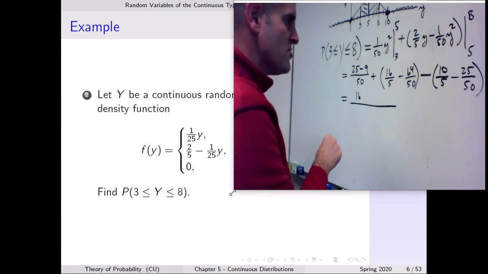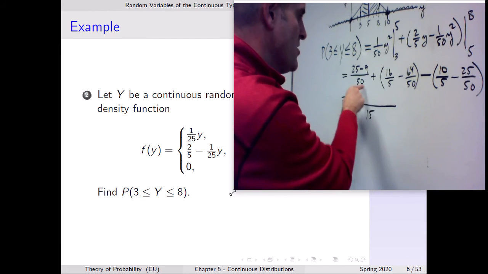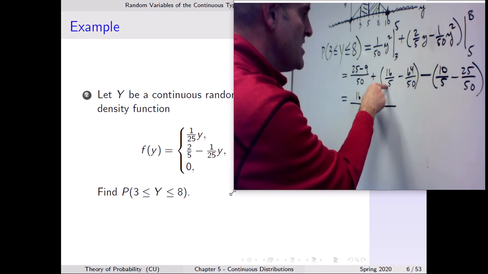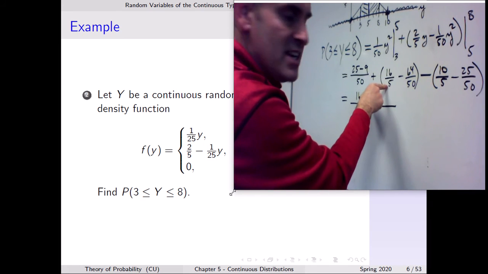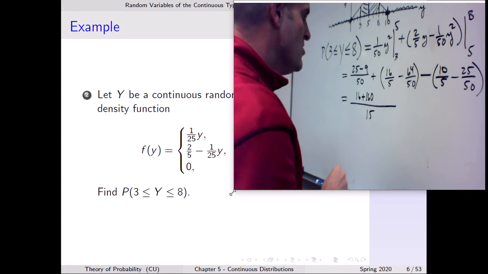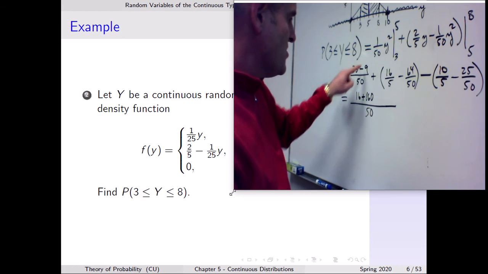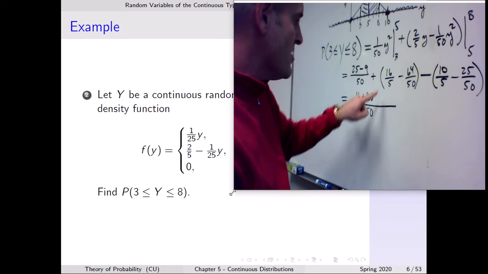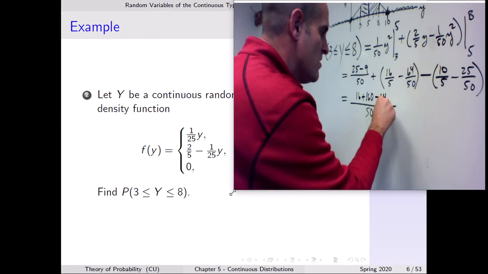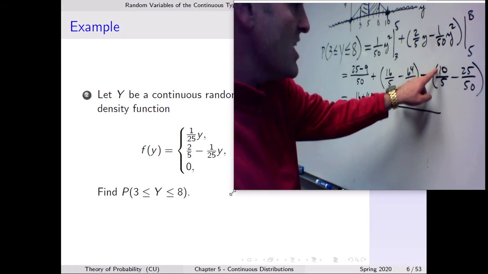Okay, I'm going to draw a huge fraction symbol here, over 50. To make this 50, I would need to multiply this by 10, so this would be 160 over, this shouldn't be 15, this should be 50. So this is 16 over 50, this is 160 over 50, minus 64.